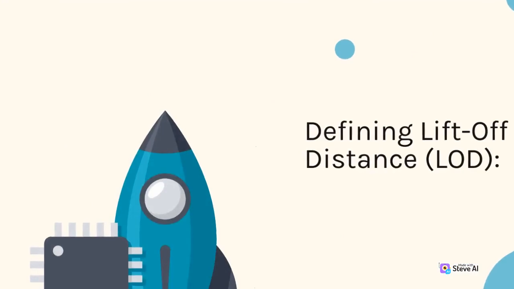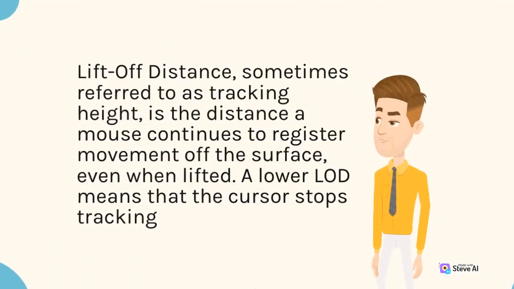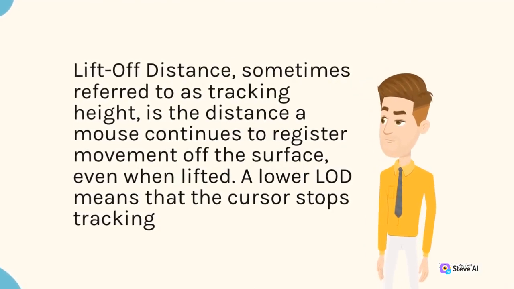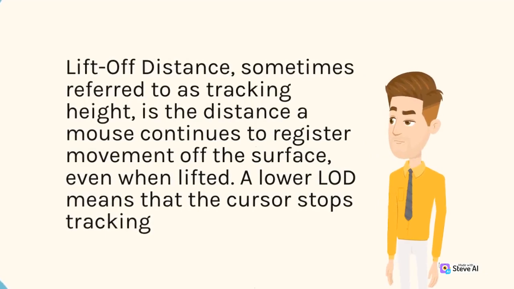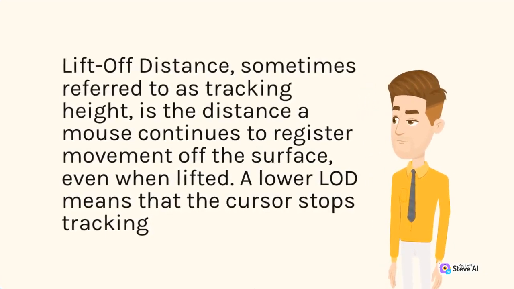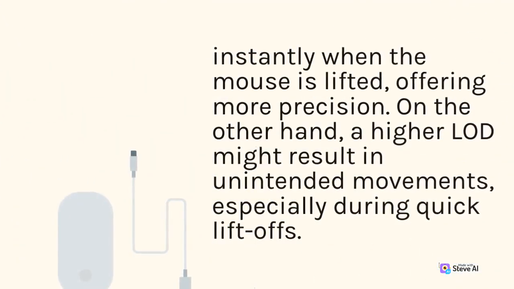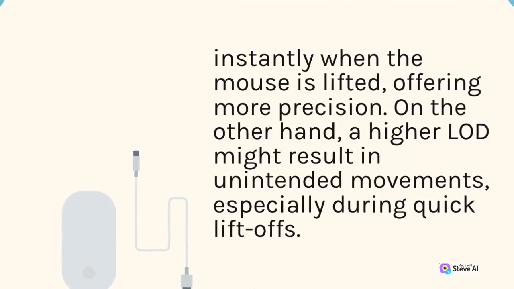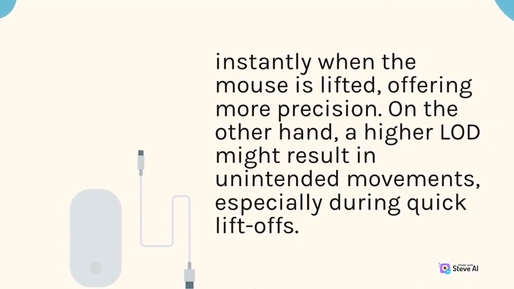Defining lift-off distance, LOD. Lift-off distance, sometimes referred to as tracking height, is the distance a mouse continues to register movement off the surface, even when lifted. A lower LOD means that the cursor stops tracking instantly when the mouse is lifted, offering more precision. On the other hand, a higher LOD might result in unintended movements, especially during quick liftoffs.